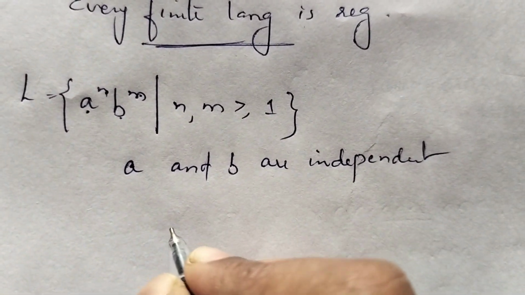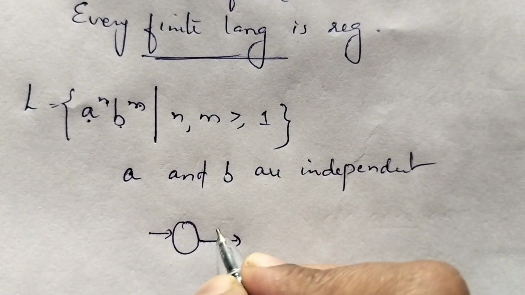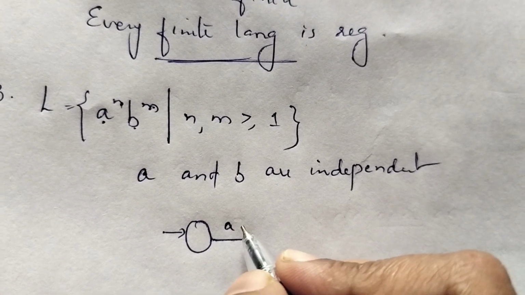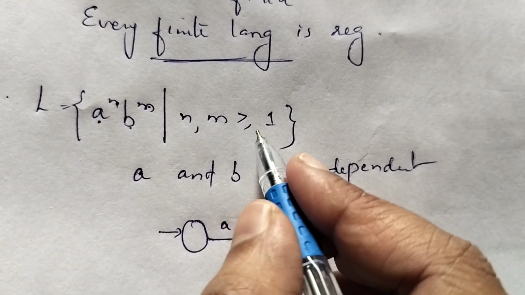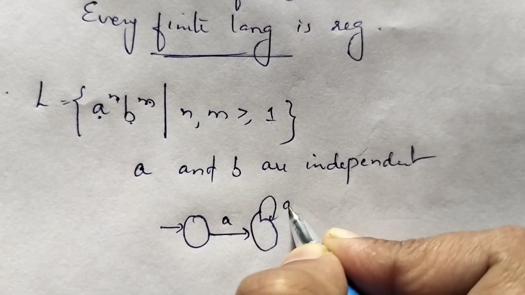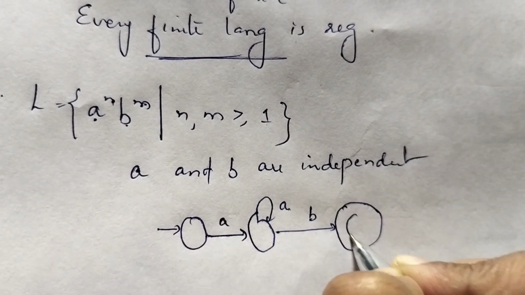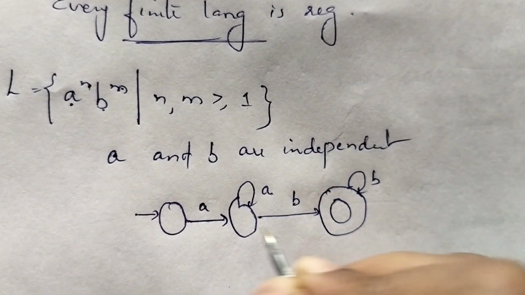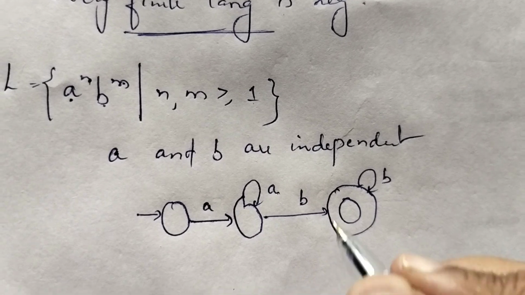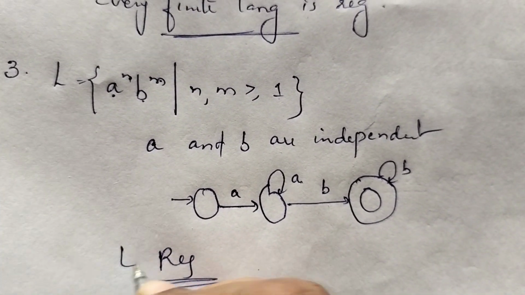So first we can generate n number of a's, where the n value is greater than or equal to 1. The minimum condition is a minimum of 1a, and 1b will be there because n and m should be greater than or equal to 1. So a, then any number of a's, then followed by b with any number of b's. So we can draw a finite automata for this one. So definitely this language is a regular language.